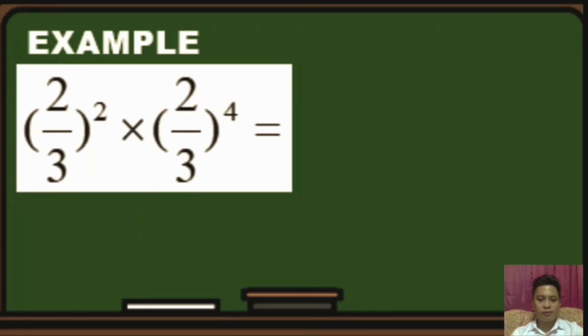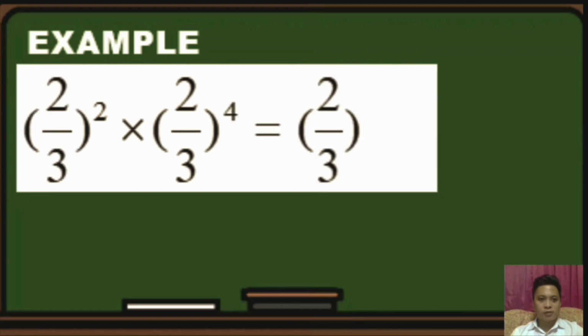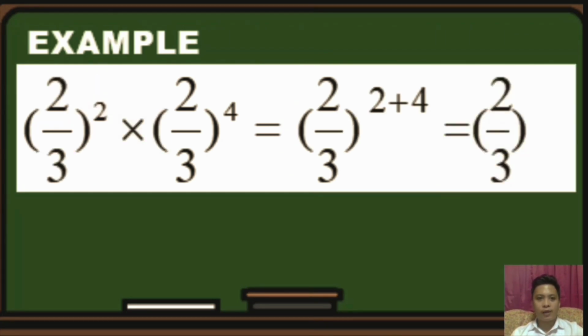Another example. Notice the operation is multiplication and they have the same bases. 2 over 3 raised to 2 times 2 over 3 raised to 4. Keep the base 2 over 3, add the exponents 2 plus 4, and we will get 2 over 3 raised to 6.